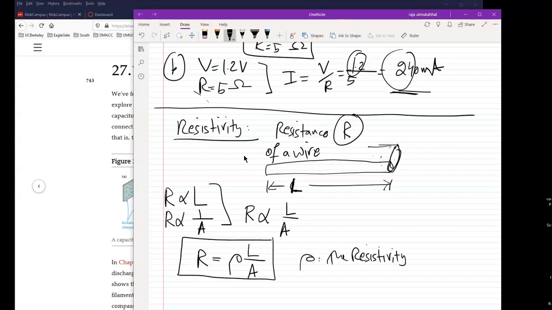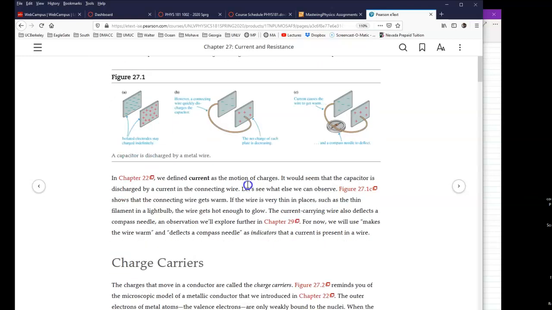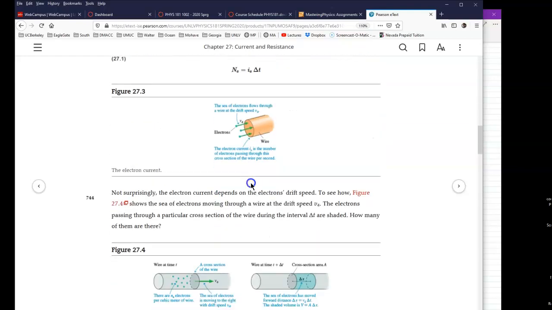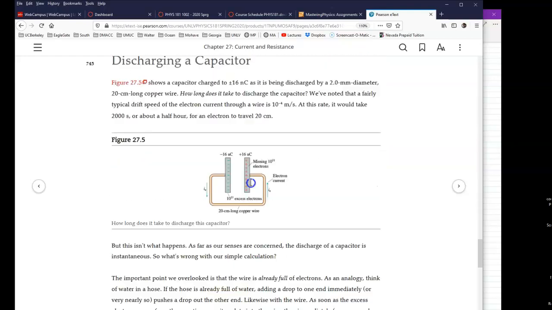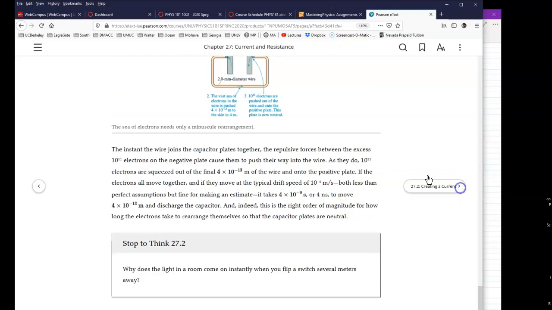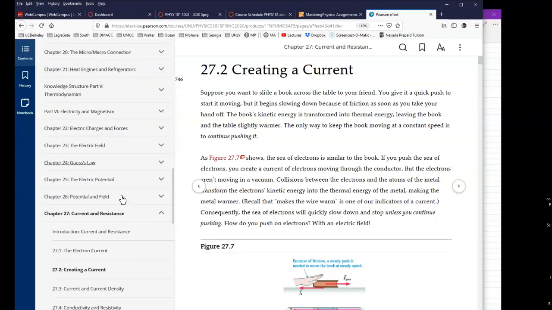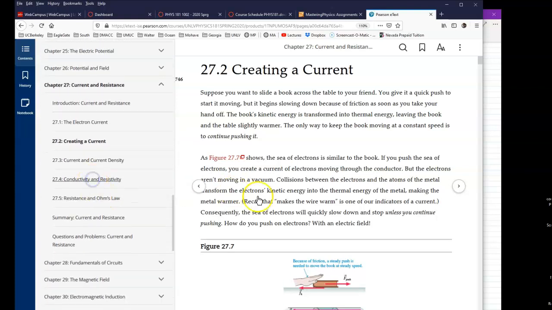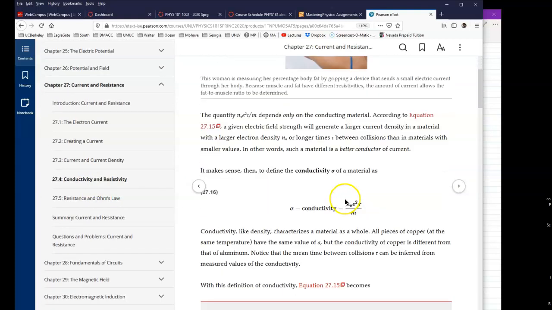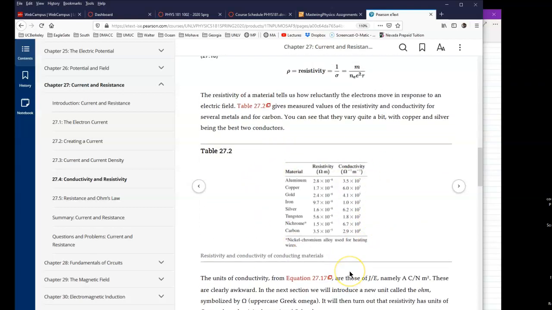Okay, and there is a tabulated value for it. I'll show it to you here, on page 753. Let me go there. Section 4. There we go. I want to just show you the table right here.